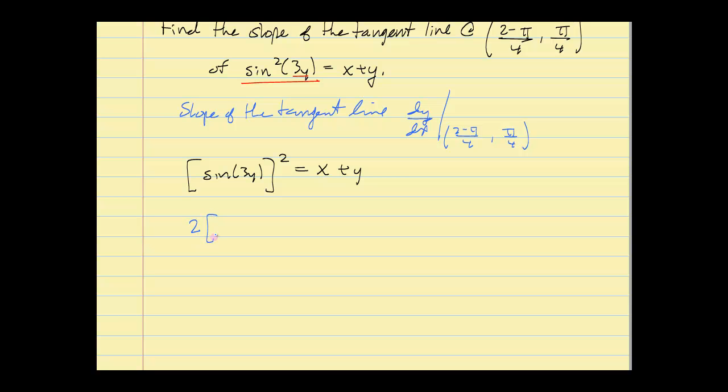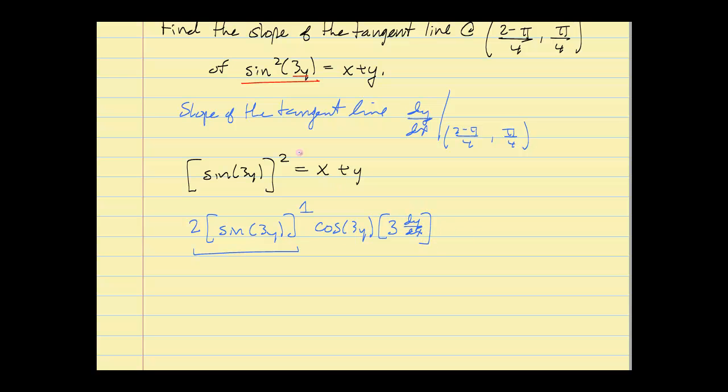I bring the 2 down, decrease the exponent by 1. Remember, the argument never changes when we take the derivative of the outside of a trig function. That's the derivative of the outside. Now I need to take the derivative of the inside. The derivative of sine of an argument is the cosine of the argument times the derivative of the argument. So here's another chain rule. The derivative of 3y is 3. And since I'm taking the derivative of y with respect to x, I need to tack on that dy/dx.